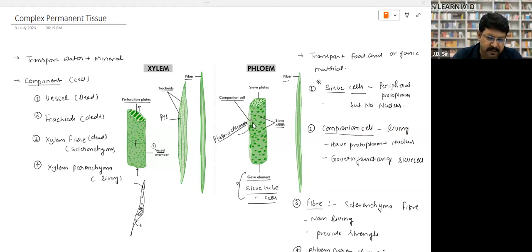These small cells are companion cells, and those are the sieve cells, right? Sieve cells are controlled by companion cells only. Fine. So this was the composition of xylem and phloem. Remember? This thing we covered in last class.